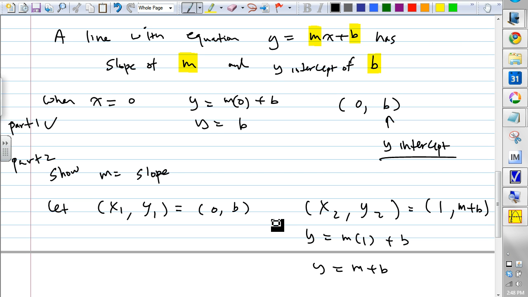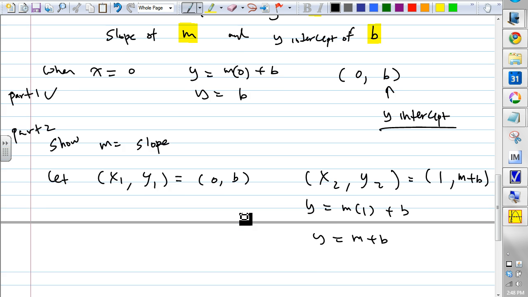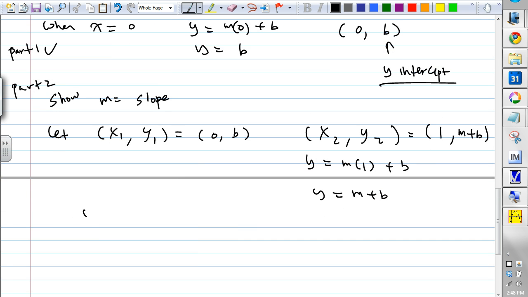Could I have plugged in x equals 2 if I wanted to? Yeah, I could have plugged in anything. Isn't this the easiest one? So when I plug it in, I have 2 ordered pairs. What can you do with the ordered pairs? You could always find the slope. You guys remember the slope formula? Slope is y sub 2 minus y sub 1 over x sub 2 minus x sub 1.